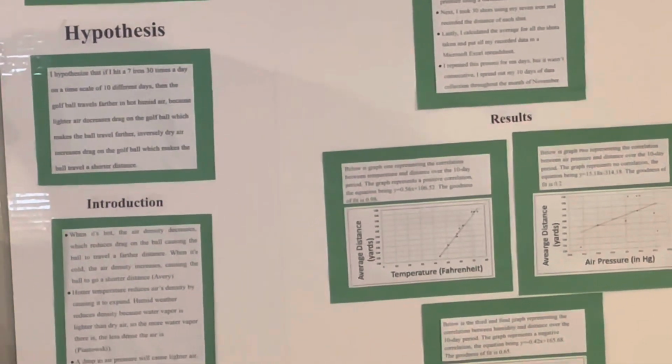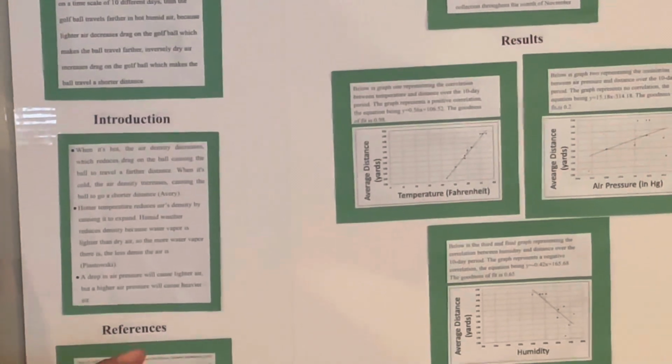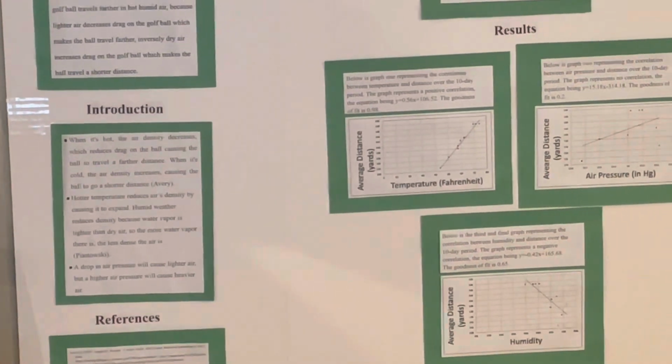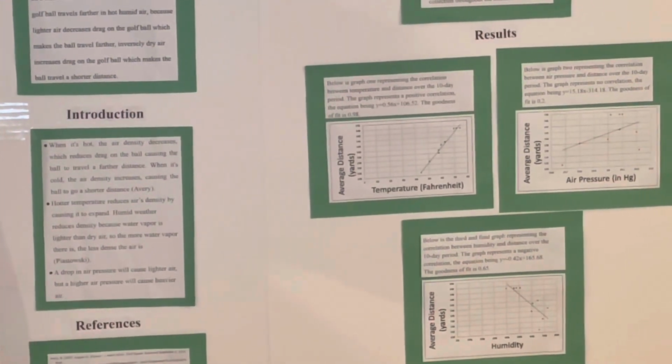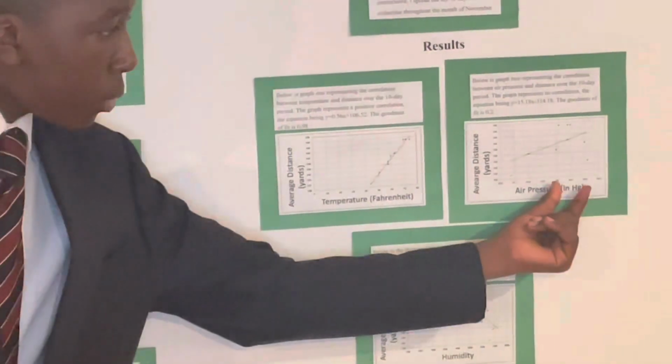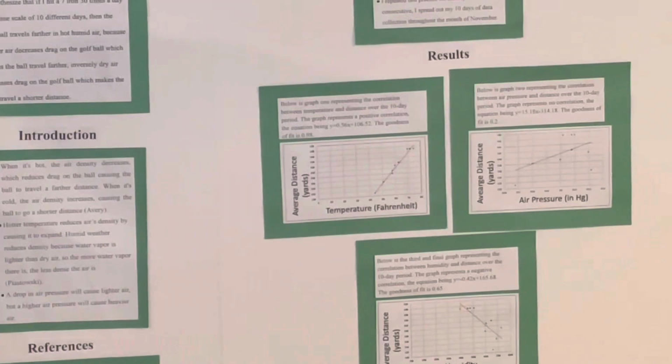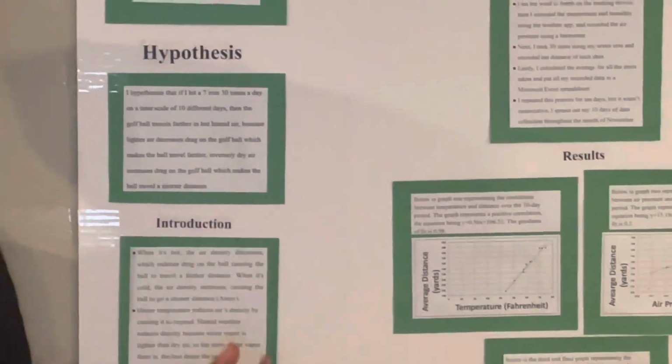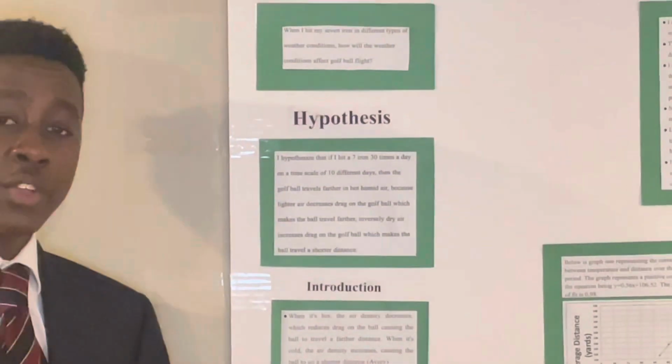And for air pressure, there was little to no correlation, the goodness of fit being 0.2, but if you look closely, between 30 and 30.1 Hg, the ball traveled at its farthest. And this is because it is the ideal range for golf balls. We call this the sweet spot.